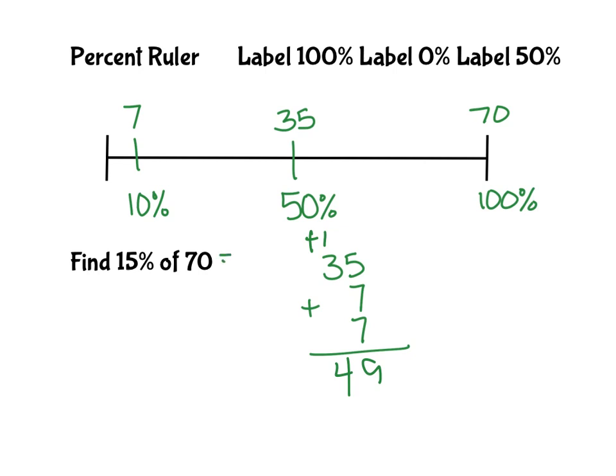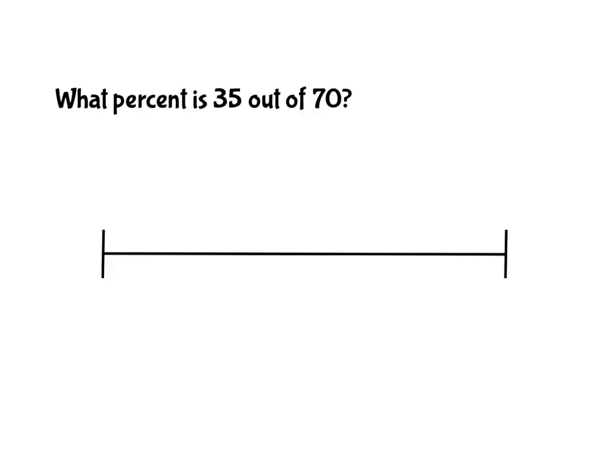So this would equal 49. All right, this one's worded a little bit differently, so we got to think about this. What is 35 out of 70? So 70 is the total, and that is 100%.